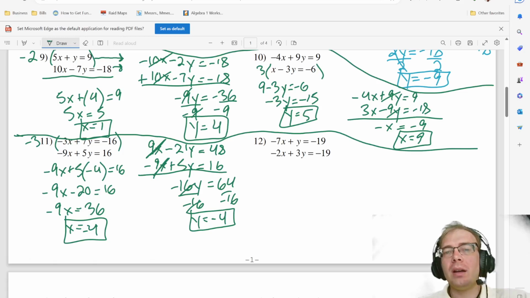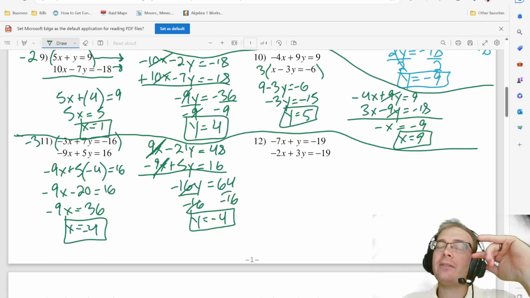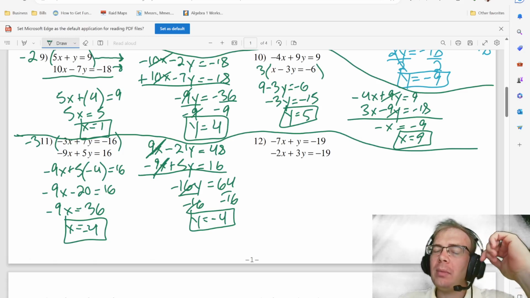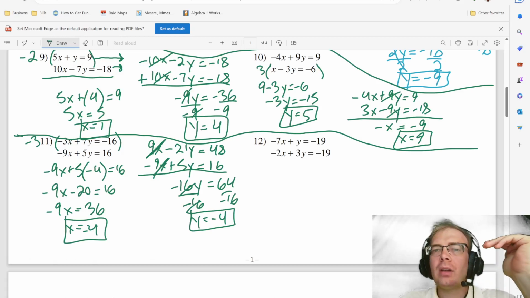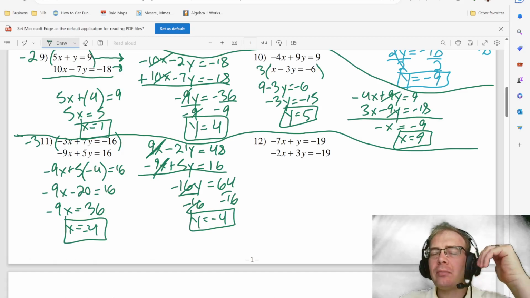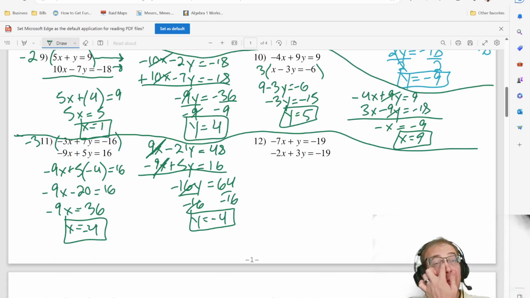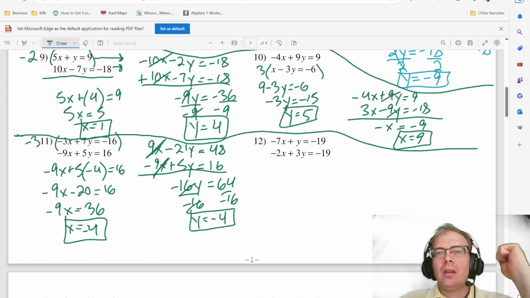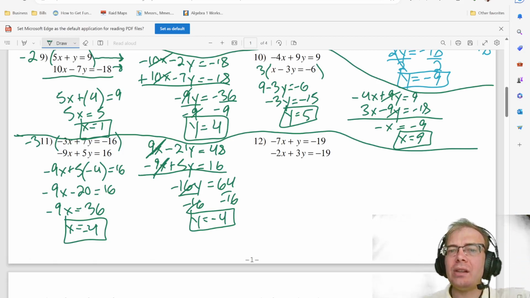All right, and then 12, which is the last one for today. Okay, looks like if we wanted to eliminate the x's, we'd have to multiply them by each other. Meaning the first equation I would multiply by 2, the whole thing. And then the second equation I would multiply by -7, because remember I need them to be opposites also. However, it's going to be easier to take the first equation and multiply it by -3. Okay, so let's multiply it by -3.